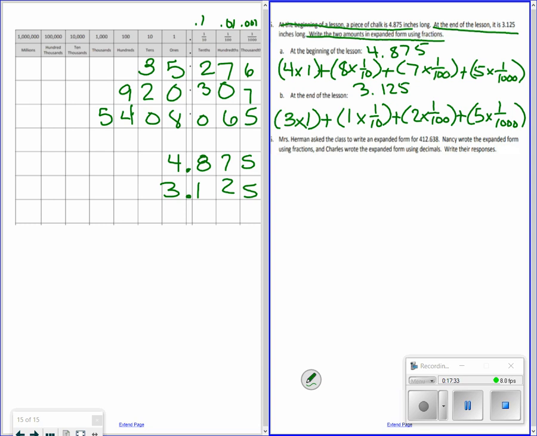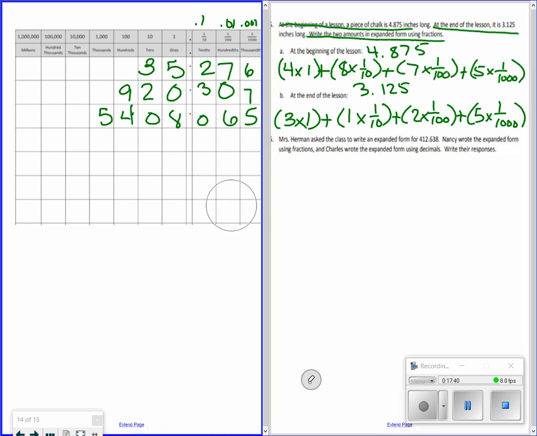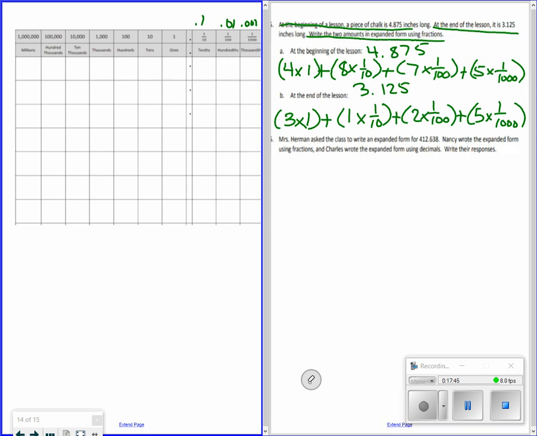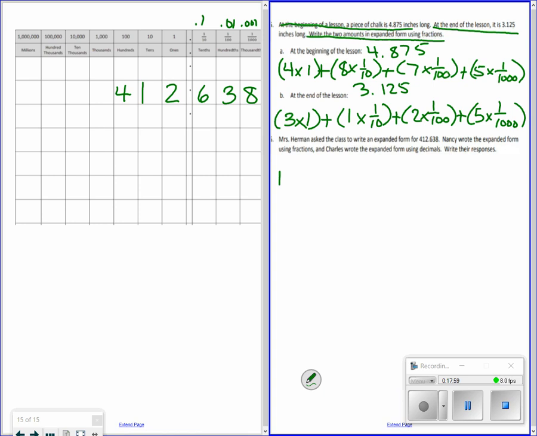Miss Herman asked the class to write an expanded form for that number. Nancy wrote the expanded form using fractions, and Charles wrote the expanded form using decimals. Write their responses. Oh my gosh, how easy is that? 4, 1, 2, 6, 3, 8. So I'm going to put an N for Nancy and a C for Charles, just so I can separate things like I like to do.